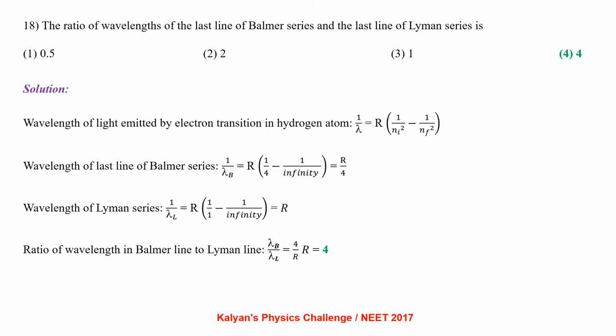For Lyman series, the electron should be coming from a higher energy orbit to n equal to 1. Again, it is the series limit of Lyman series, so the electron is coming from infinity to n equal to 1. So we get 1 by lambda Lyman equal to R. Taking the ratio, we get the answer to be 4.